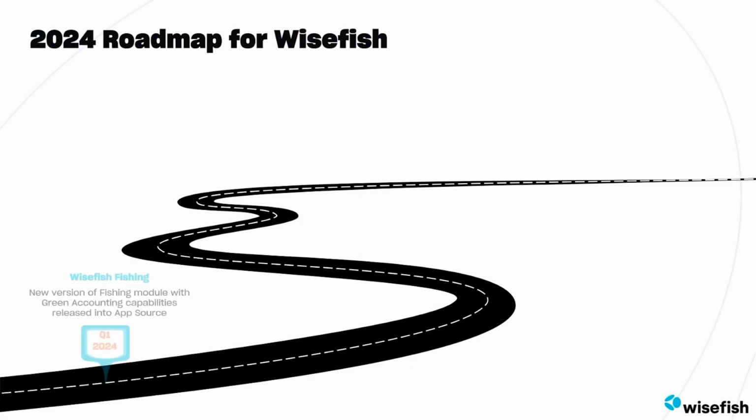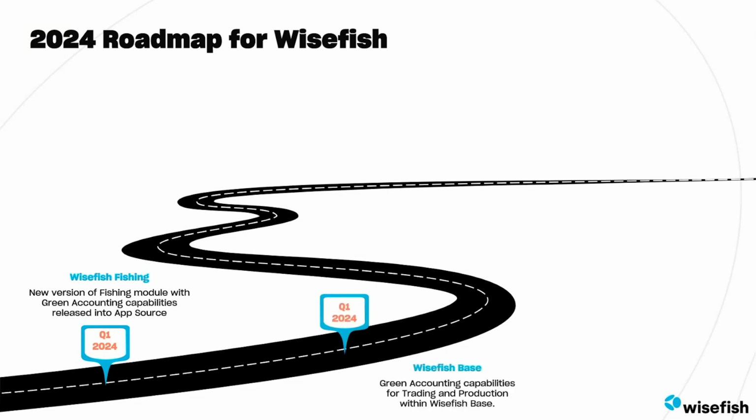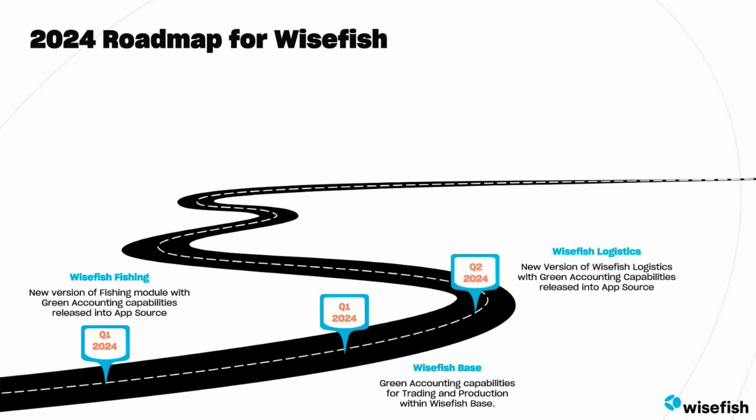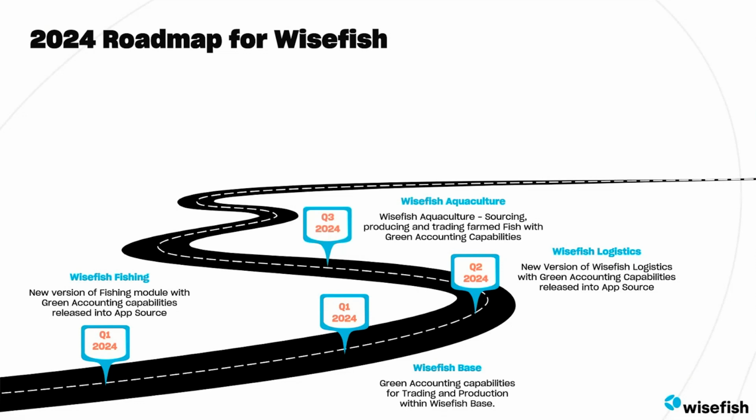So in the first 6 months of 2024, we are focusing on green accounting. And we are releasing this into our fishing, trader, production, and logistic modules within the first 2 quarters. Then we are adding reception and sourcing from farmed fish, the aquaculture industry, into our production and trading modules. And obviously also then with the green accounting.